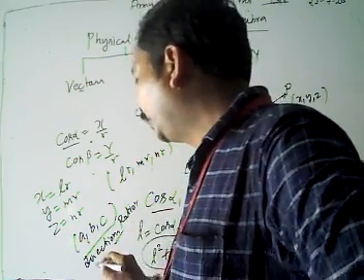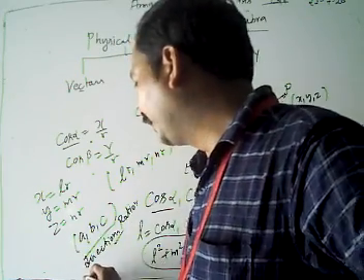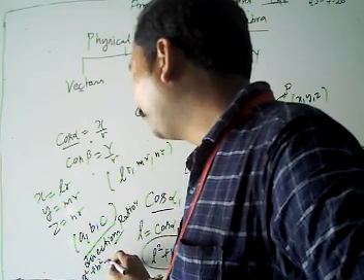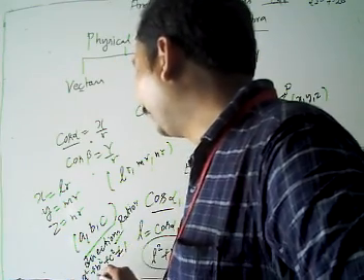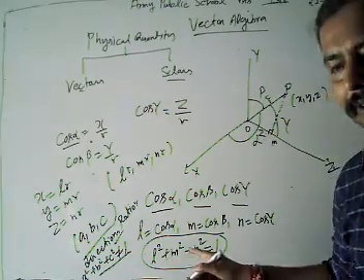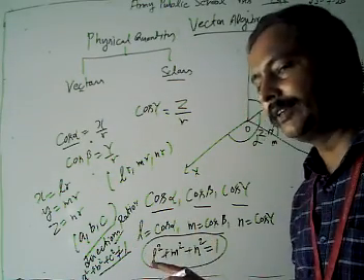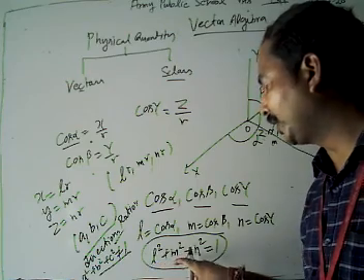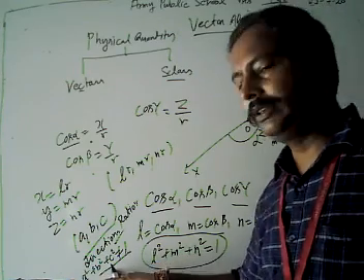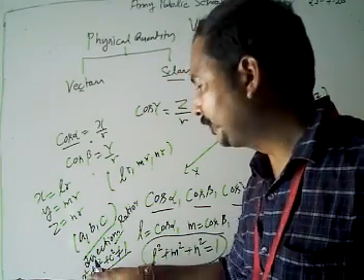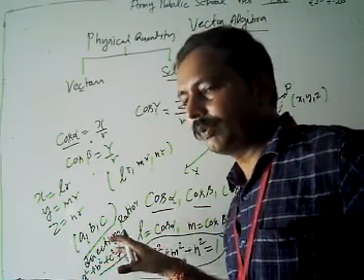Look, for our direction ratios, A square plus B square plus C square is not necessarily equal to 1. You have to learn that in terms of direction cosines, the value of L square plus M square plus N square is equal to 1. But in terms of direction ratios, A square plus B square plus C square is not equal to 1.